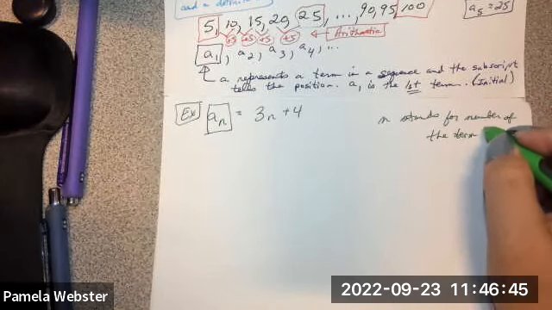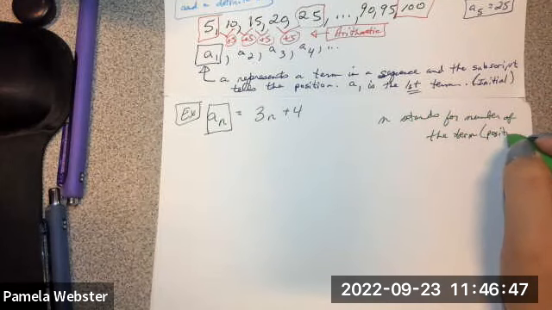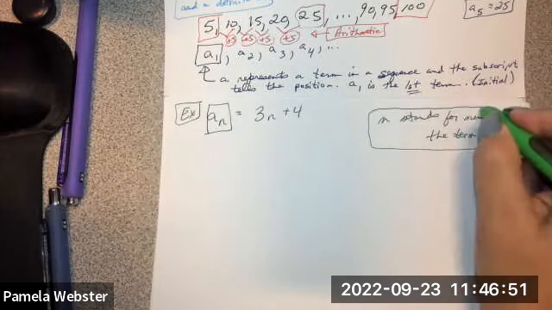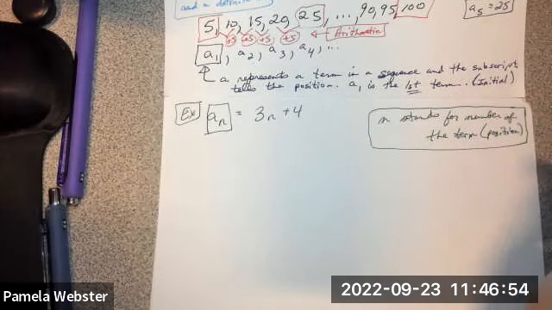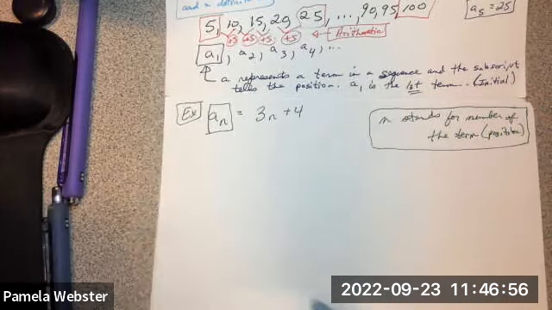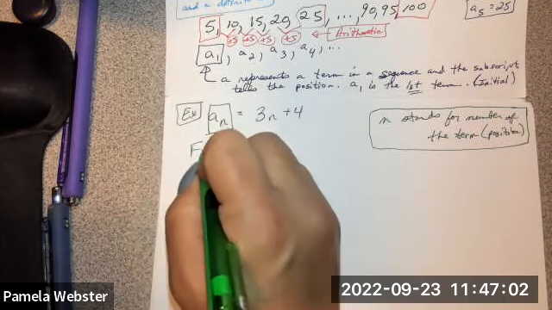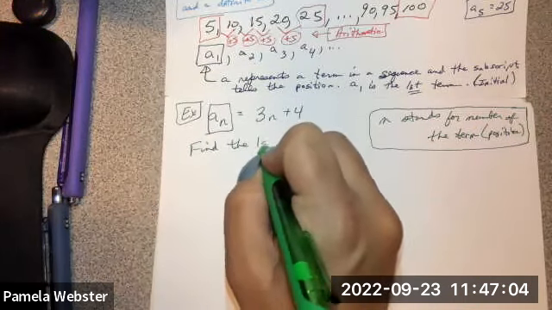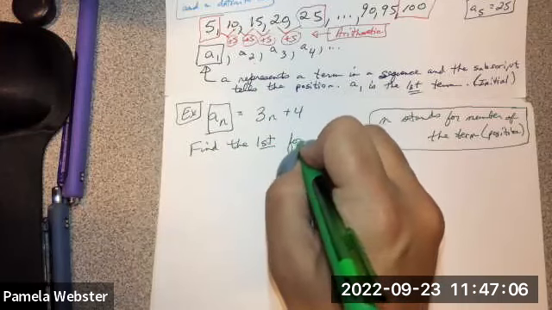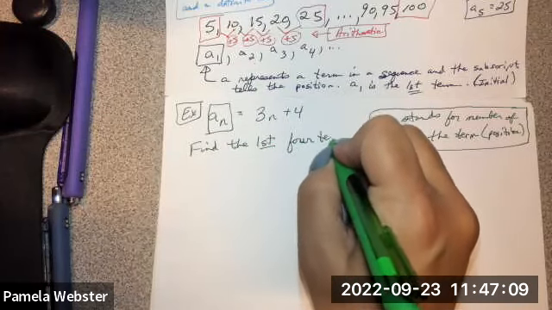So again, this is its position. Where people start getting mixed up is the number that is in the spot versus the position it's in. Okay, so I'm going to show you what I mean. They want me to find the first 4 terms. That's the directions for this. Find the first 4 terms.